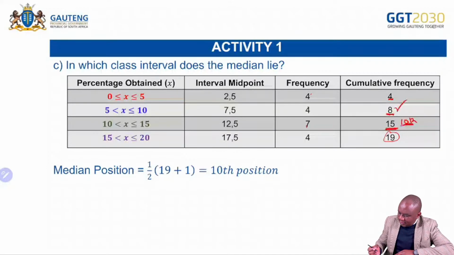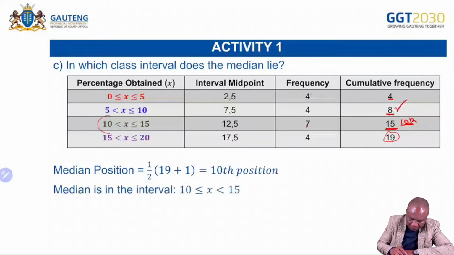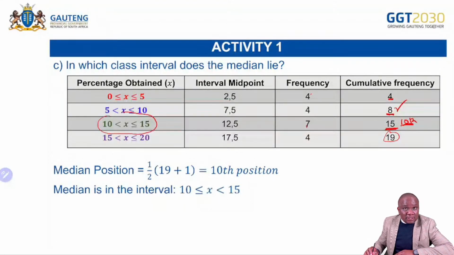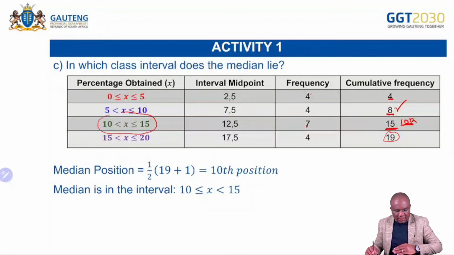So the class interval is from 10 to 15, between 10 and 15. 10 is not included, but 15 is included. Okay, so that's how we find the class interval where the median lies.